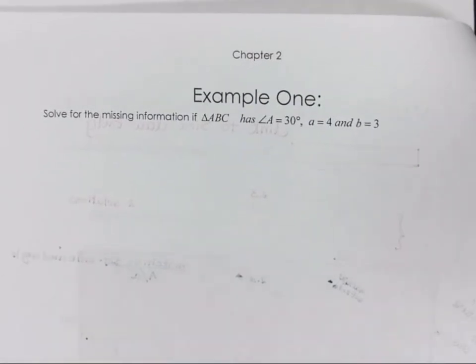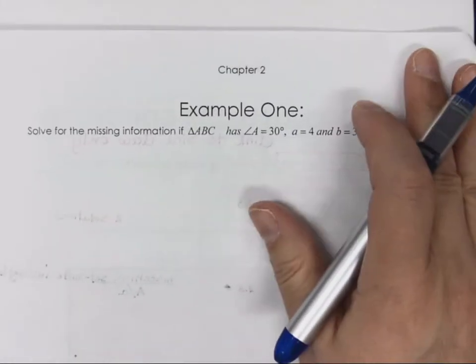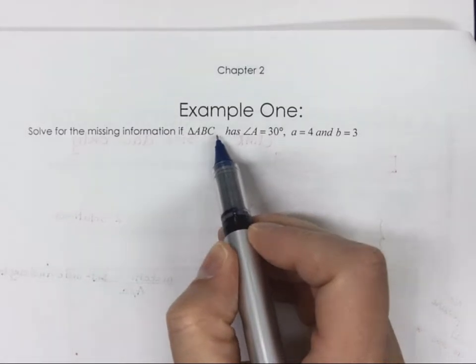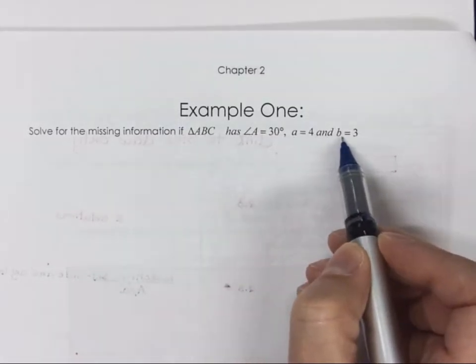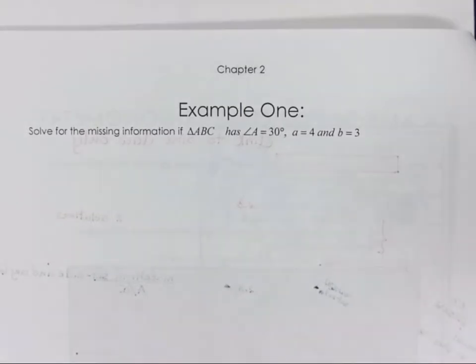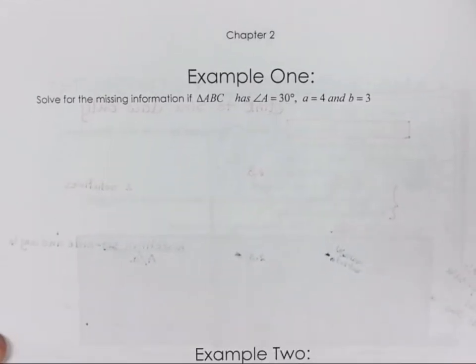Okay, solve for the missing information of triangle ABC. Something I know about this, I have to solve the triangle, so I have to solve for all the missing information. I know my vertices are ABC. Angle A is 30, side A is 4, and B is 3. This one's nice because I set it up with the correct letters. I think I did that for all my examples, which is going to be kind of a pain. I should have messed it up.